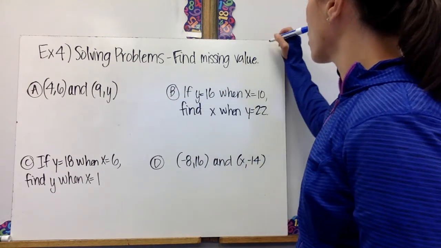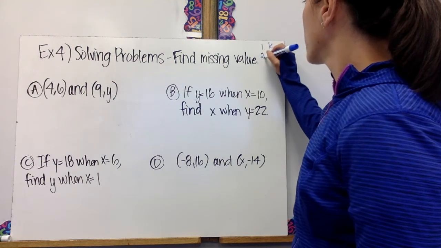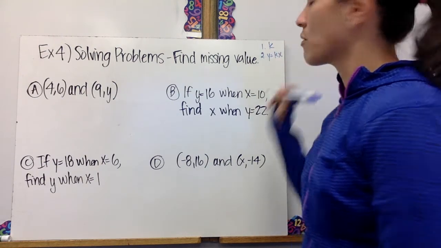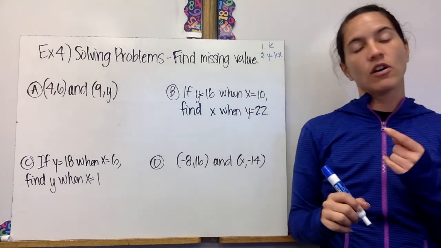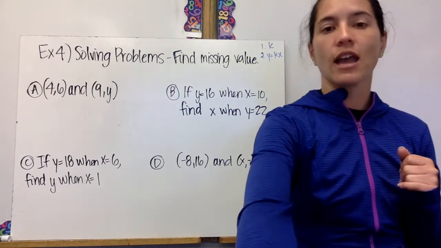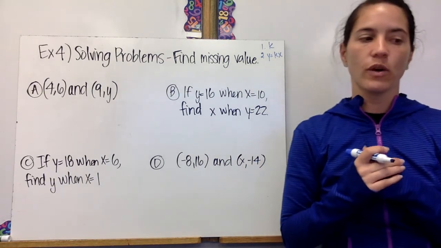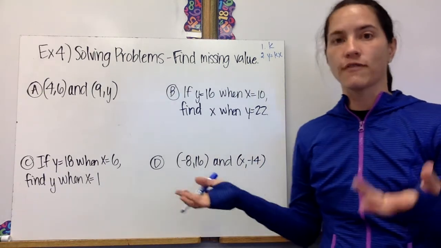Number 1, you want to solve for k. And remember, I showed you before, I'll show you again how to get a k. Number 2, you want to put it into your direct variation equation, y equals kx. After you find your k, you put it into your equation. And then number 3, you want to find the missing value.